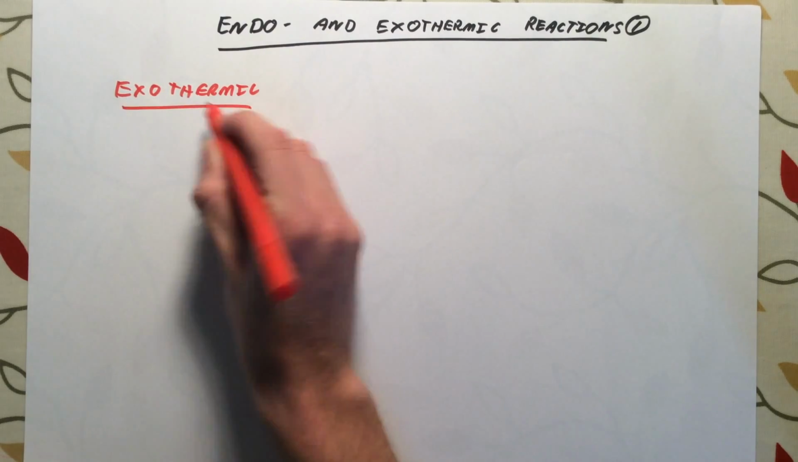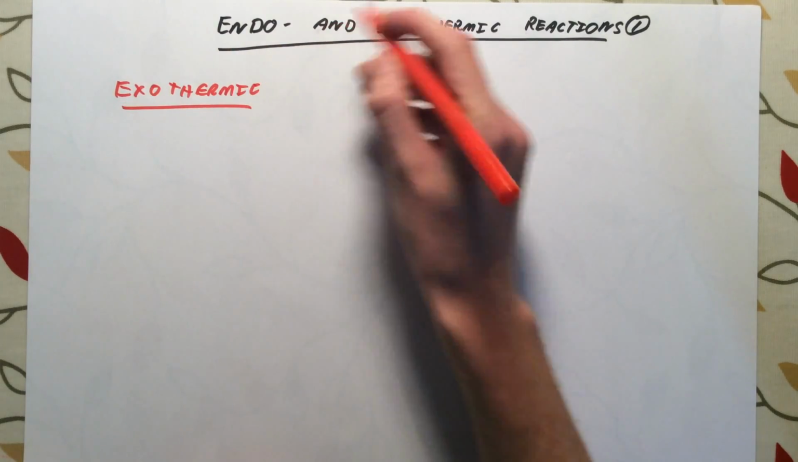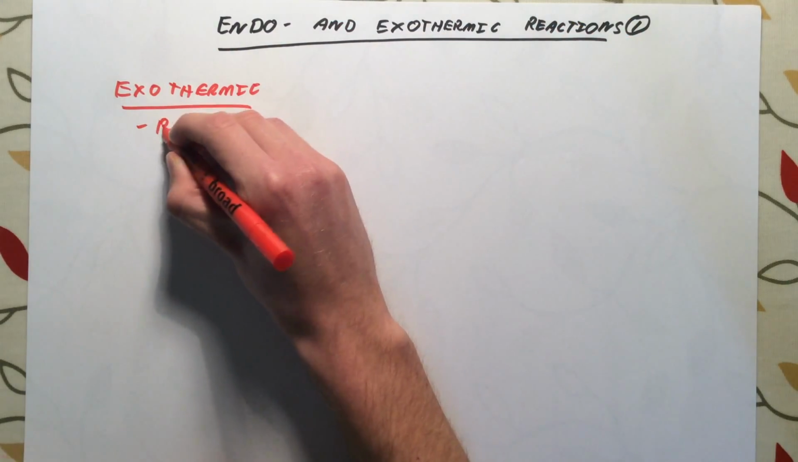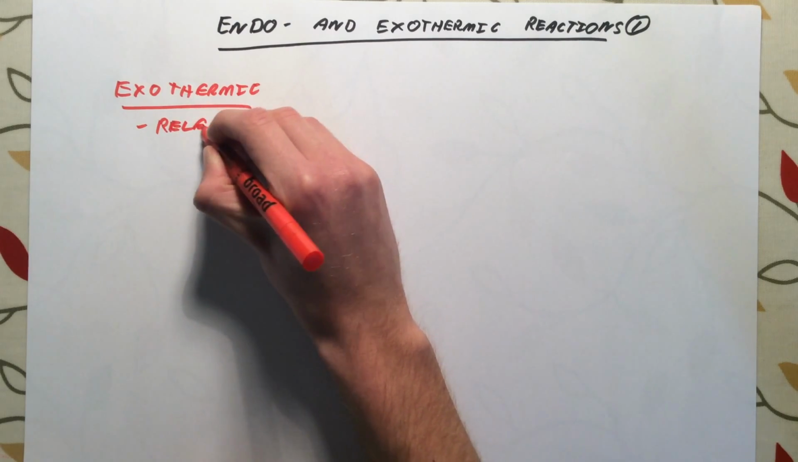Okay, think about this word. Exo means on the outside, thermic means heat. Exothermic reactions are reactions that release heat.